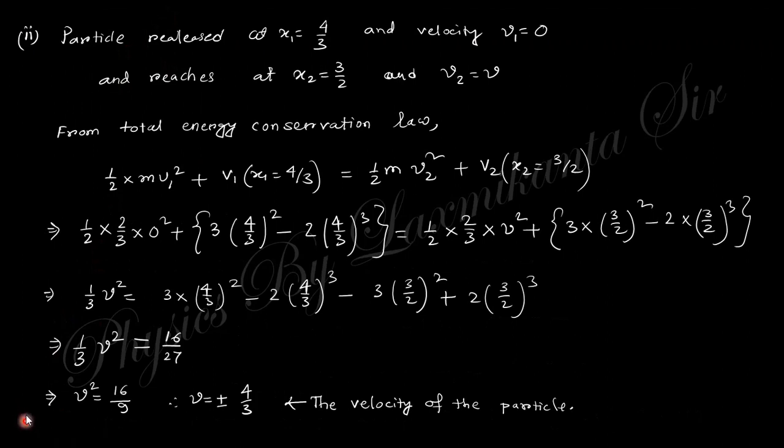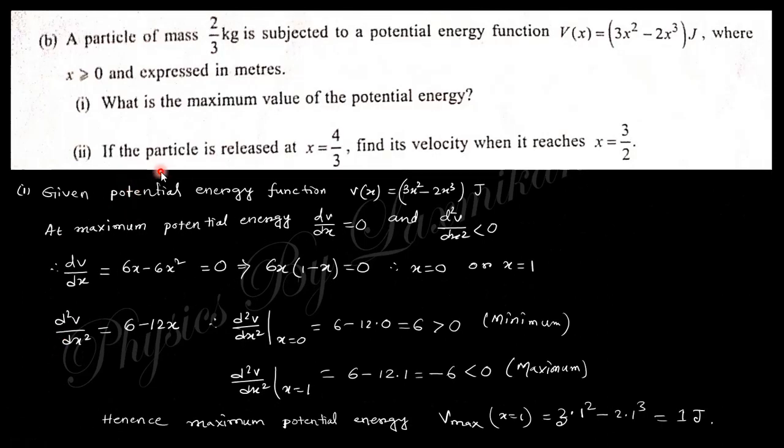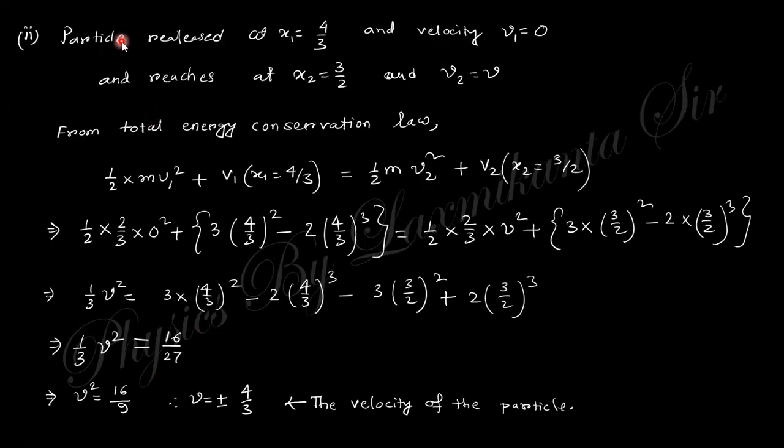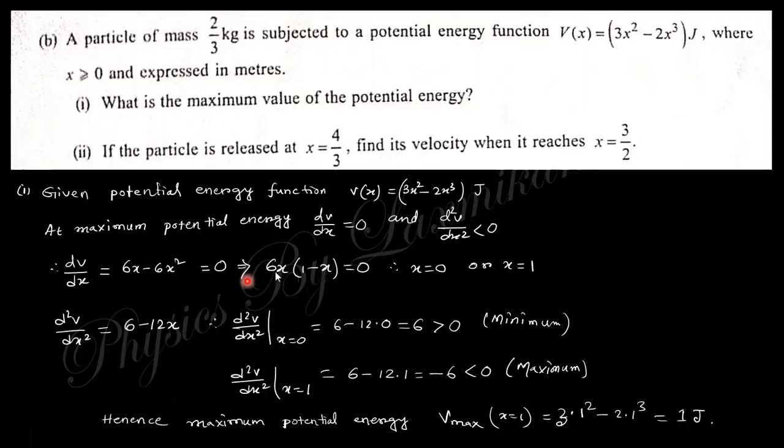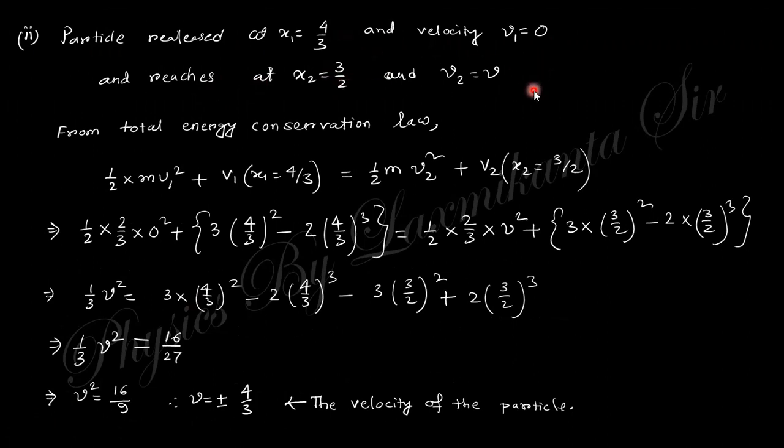Next question says, sorry, next part says, if the particle is released from x equal to 4 by 3, find the velocity it reaches at x equal to 3 by 2. So the particle is released at x equal to 4 by 3, velocity is v1 at release, that means initial velocity is 0, and at this one velocity v.